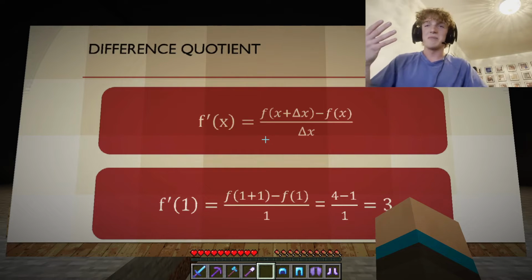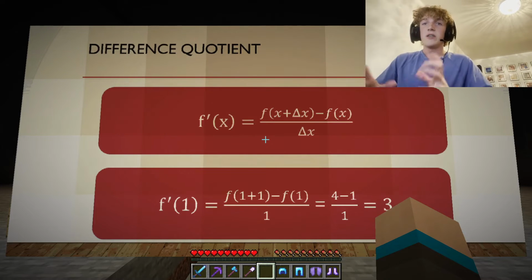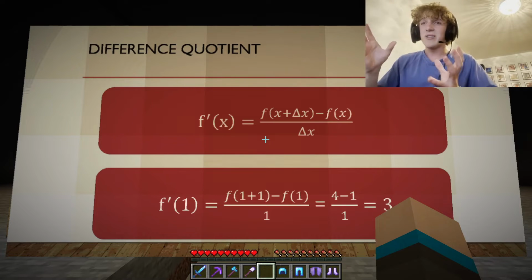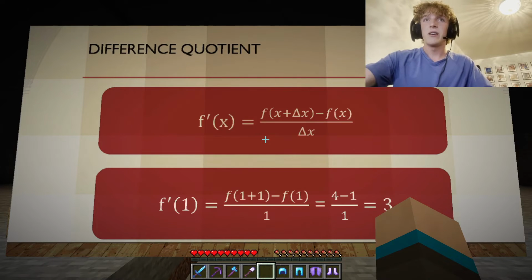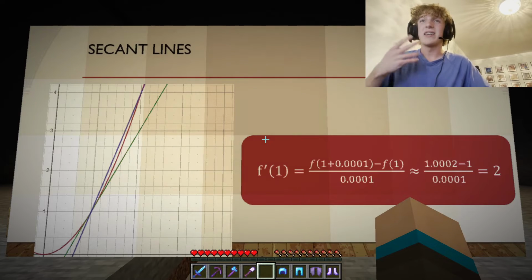Apply this, for example, to the function x squared at point x equals 1. Using the difference quotient, we can see that with a delta x of 1, the slope of the line tangent to x equals 1 is 3. This clearly conflicts with the 2x minus 1 tangent line that we have already identified. What we just made is a secant line, but not quite a tangent line.